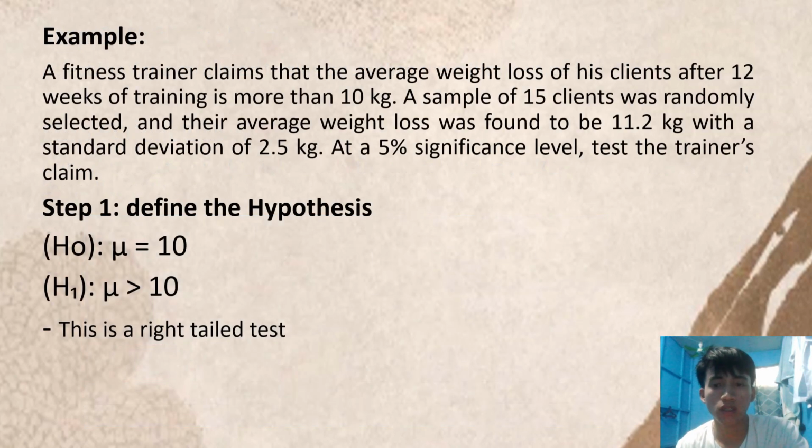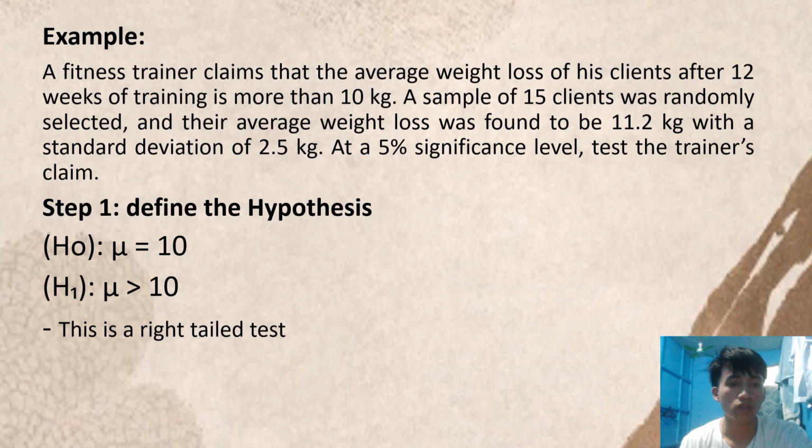So this is the next example problem. A fitness trainer claims that the average weight loss of his clients after 12 weeks of training is more than 10 kg. A sample of 15 clients was randomly selected and their average weight loss was found to be 11.2 kg, with a standard deviation of 2.5 kg, at a 5% significance level. That's the trainer's claim. So step 1, define the hypothesis.